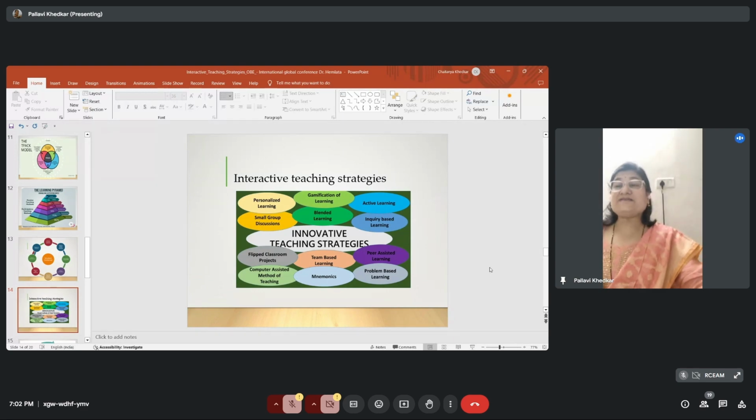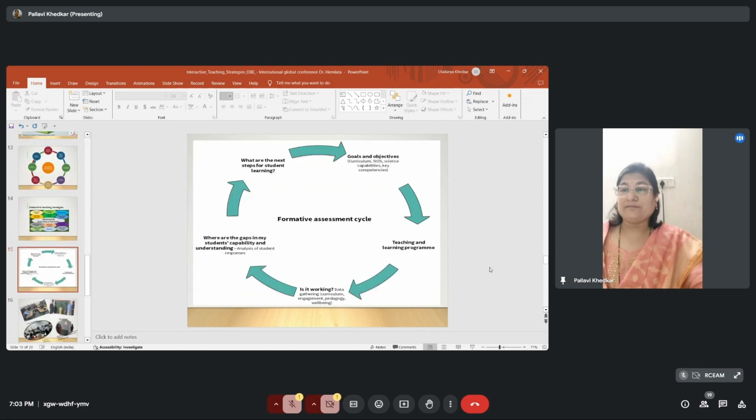Then active learning, inquiry-based learning, peer-assisted learning, problem-based learning, mnemonics, team-based learning, computer-assisted learning, flipped classroom, which is a very good method where the students can explore themselves. Small group discussions. These are some of the strategies which a teacher can use in the class with different methods, with a different way of learning.